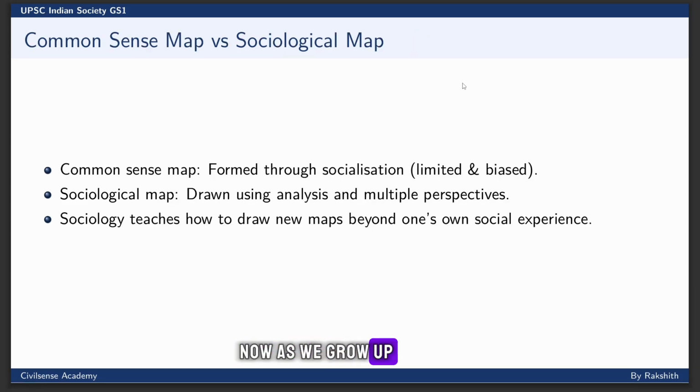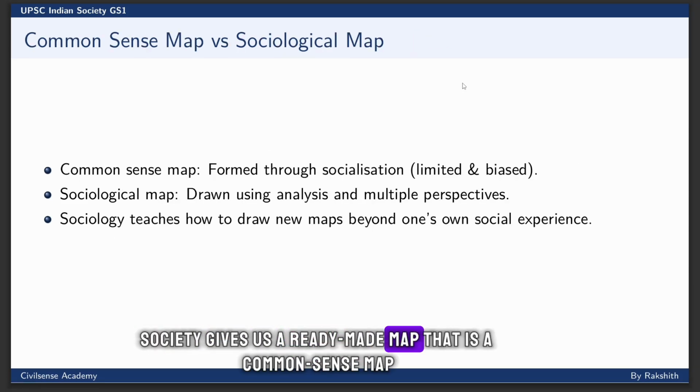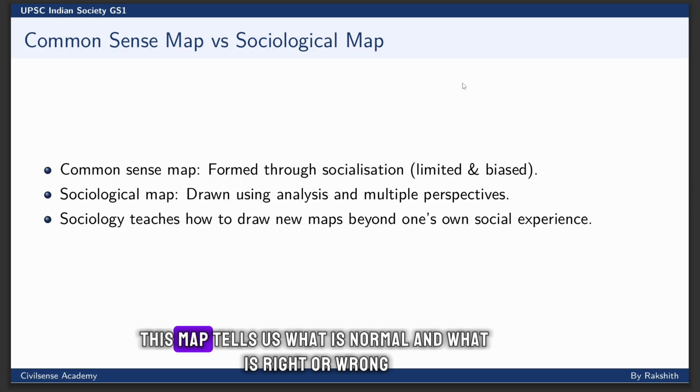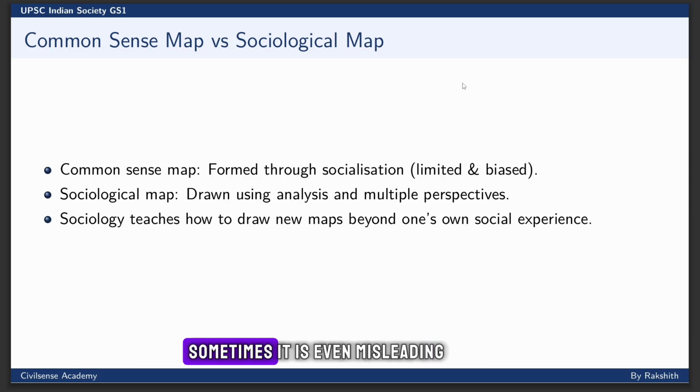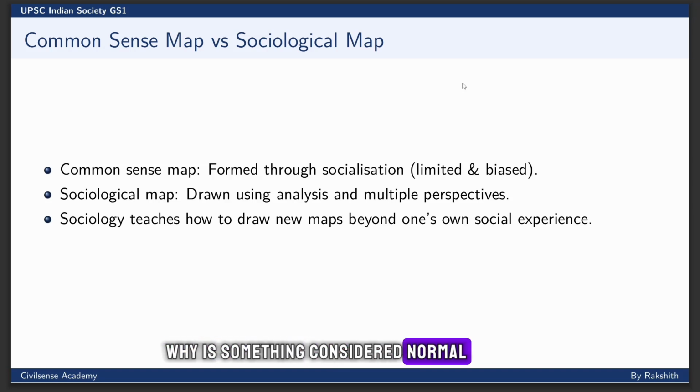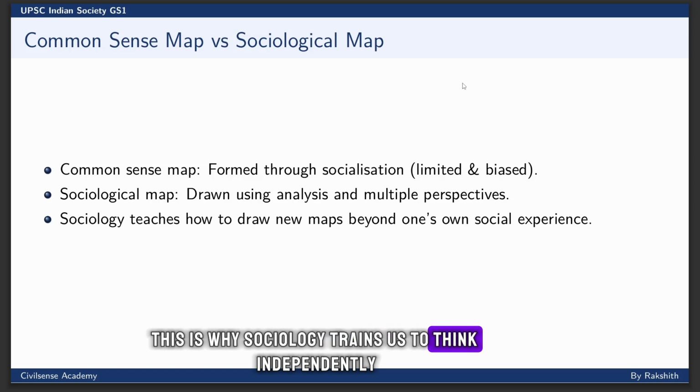Now, as we grow up, society gives us a ready-made map, that is a common sense map. This map tells us what is normal and what is right or wrong, what is acceptable. But this map is limited. Sometimes it is even misleading. Sociology asks us to redraw the map. It encourages us to question: why is something considered normal, who benefits from it and who is excluded? A sociological map is broader, deeper and more critical. This is why sociology trains us to think independently.